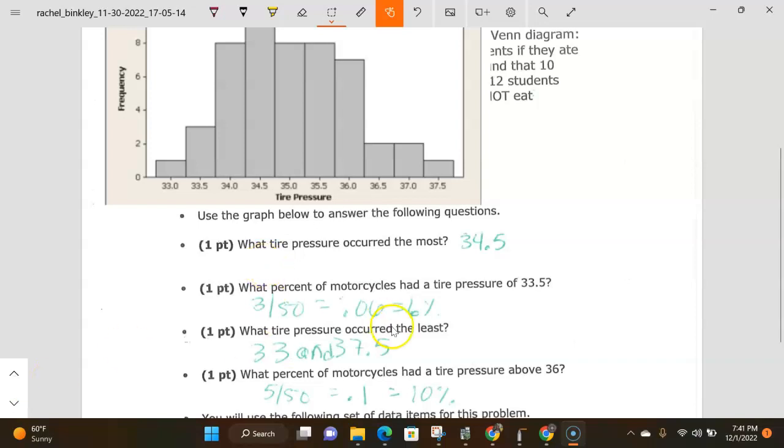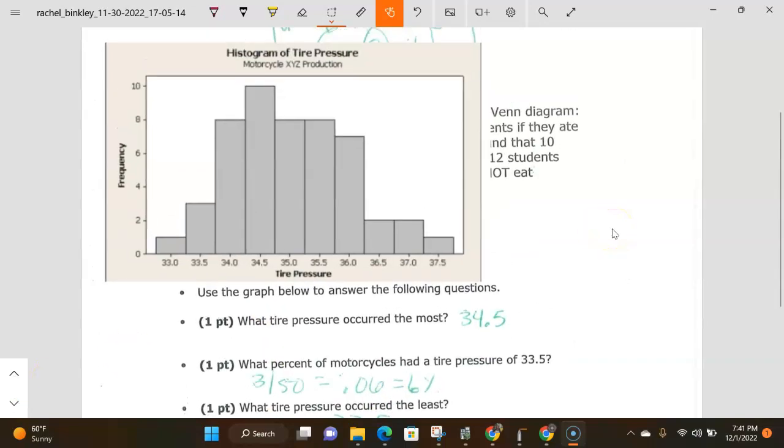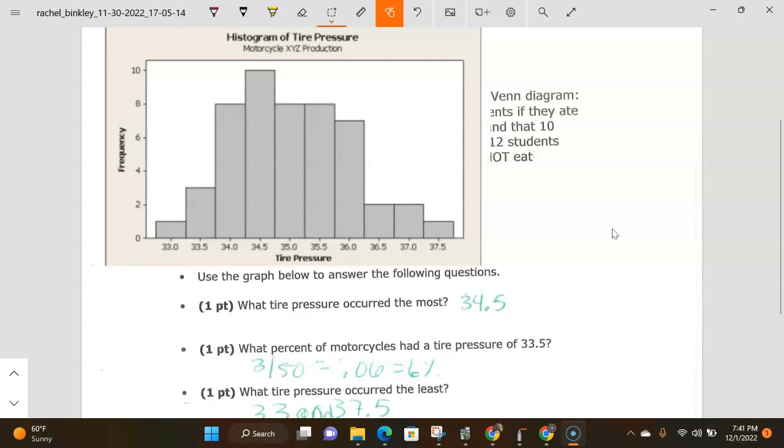Right, y'all. So the next explanation comes with this picture that I did not print out on the actual review. You probably haven't done this yet, but I would pause if you want to try it first right now, and then go over the answer when I'm done. As you can see from this graph, the tire pressure that occurred the most is going to be the tallest bar from the bar graph, so that's 34.5.